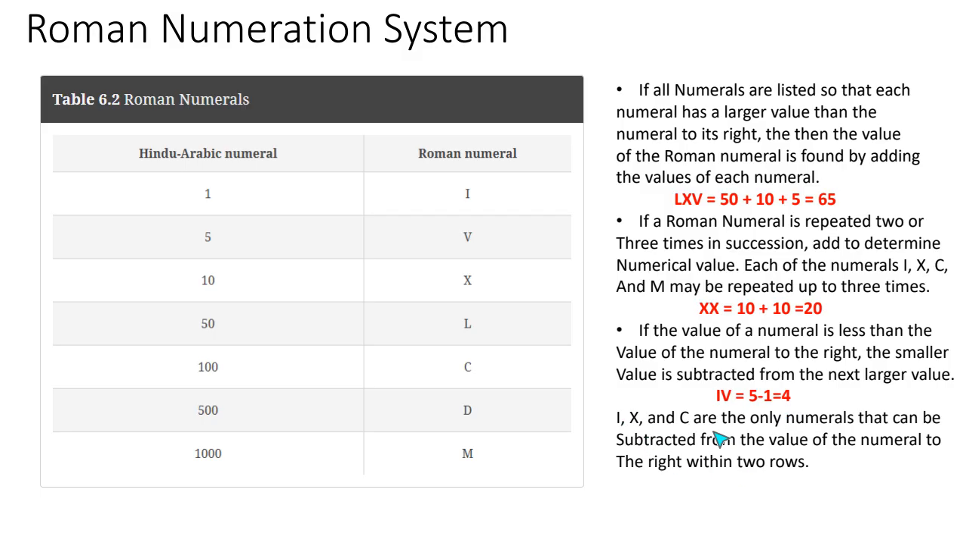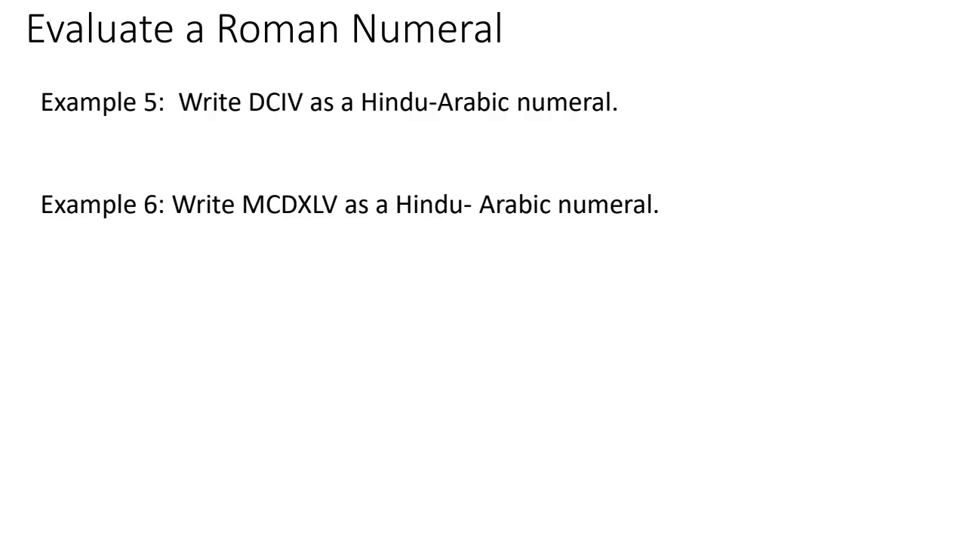I, X, and C are the only numerals that can be subtracted from the values of the numeral to the right within 2 rows. What that means is the I here cannot be subtracted from M because it's not within 2 rows. Okay, so we need to take that into consideration. So the X cannot be subtracted from the D, and so on. So let's do some examples.